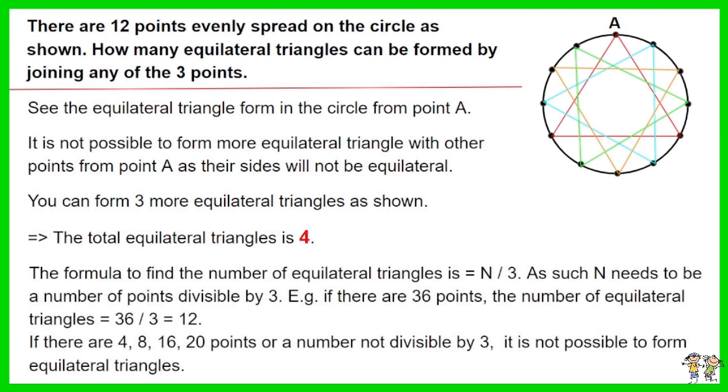The formula to find the number of equilateral triangles is n divided by 3. As such, n needs to be a number of points divisible by 3. E.g., if there are 36 points, the number of equilateral triangles equals 36 divided by 3 equals 12. If there are 4, 8, 16, 20 points or a number not divisible by 3, it is not possible to form equilateral triangles.